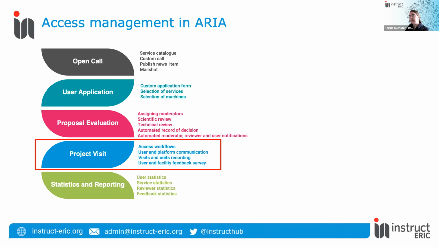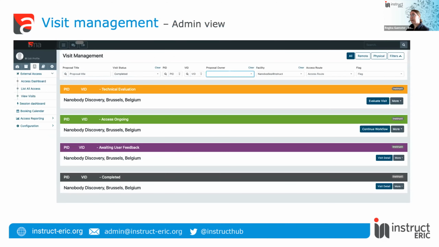Now going to the actual visit, which is where it really diverges between remote and physical access. All of that, as I've mentioned before, is managed in ARIA. This is roughly the view that you have as a facility manager. So you can see all the visits that are currently going on in your facility or that have gone on, that are currently under evaluation. And you can also, I hope you can see this on the top with my pointer, filter them for whether this is a remote or physical access if you choose to do so.